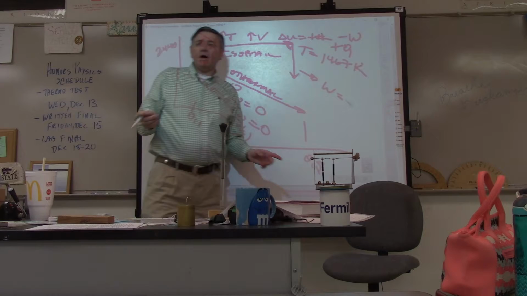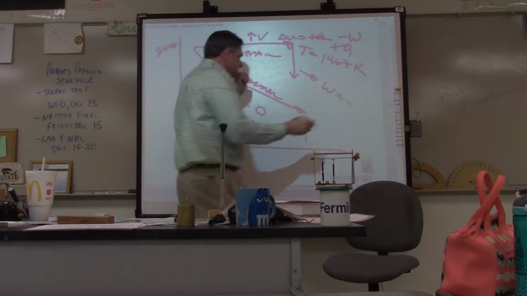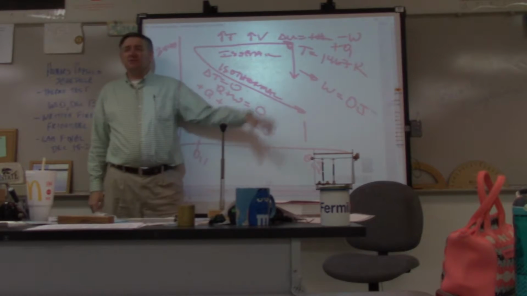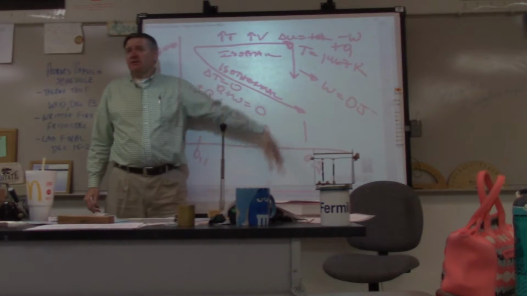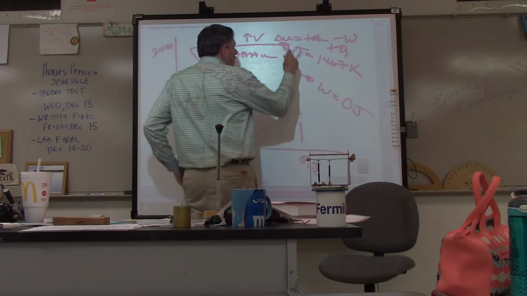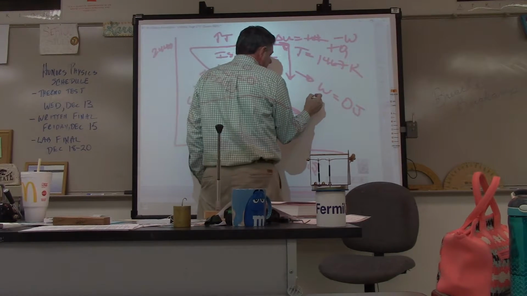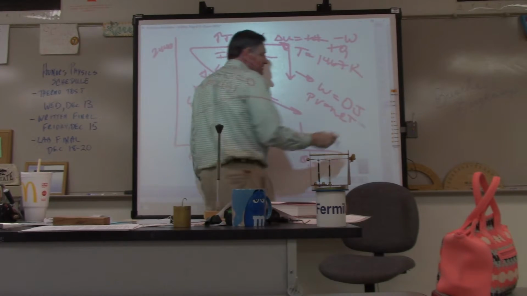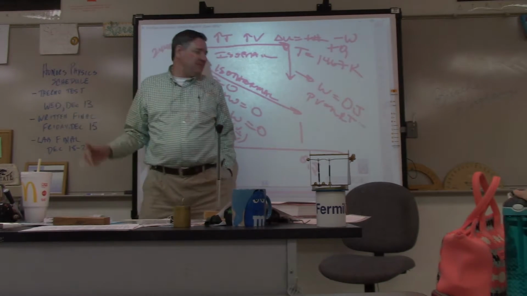Work is going to equal what? 0. Why? No, volume's not changing. There's no change in volume. There's no area underneath the line, right? Simple as that. So, here's the deal. When you look at this, this boils down to PV equals nRT. And this is the last step. This is going to be old hat.